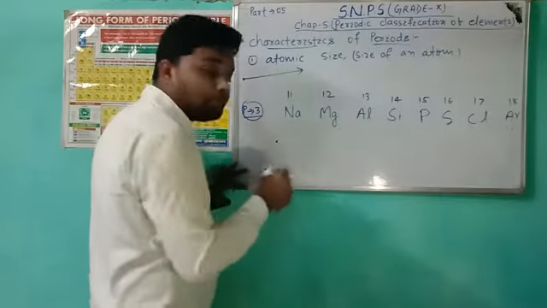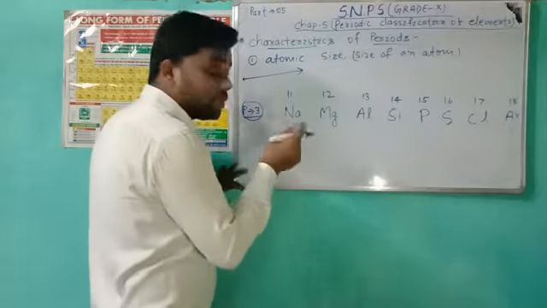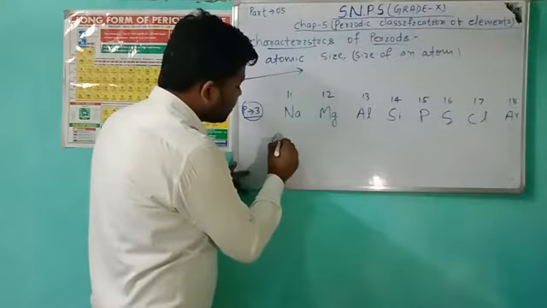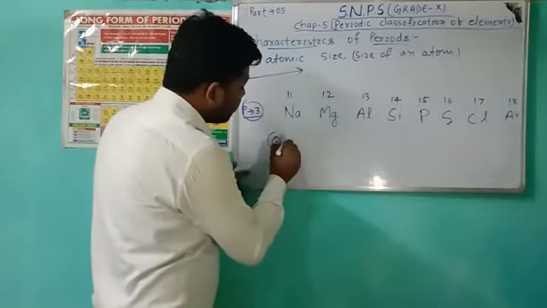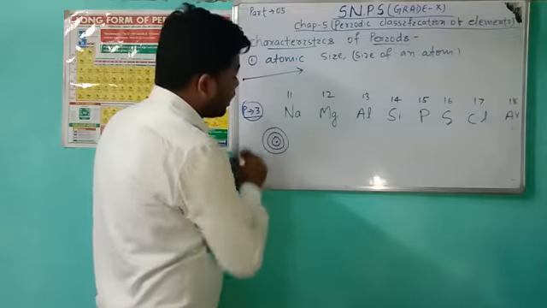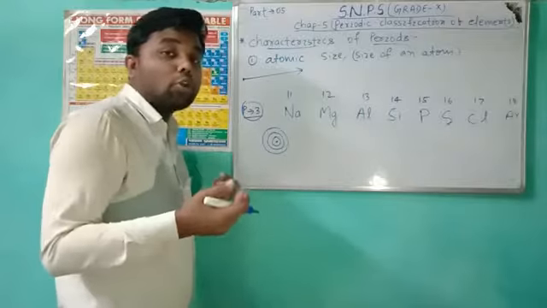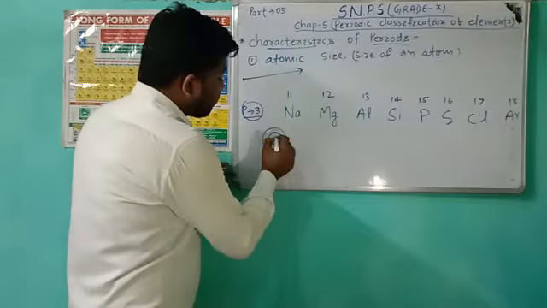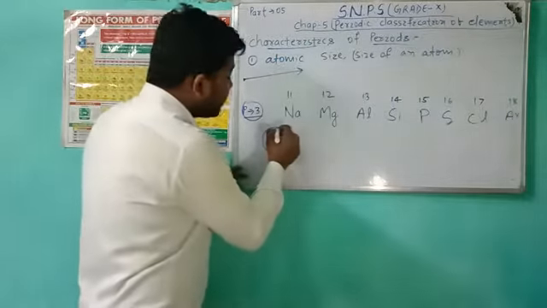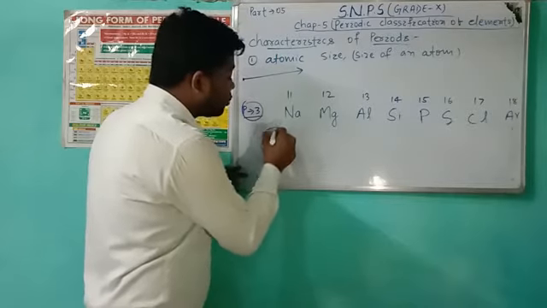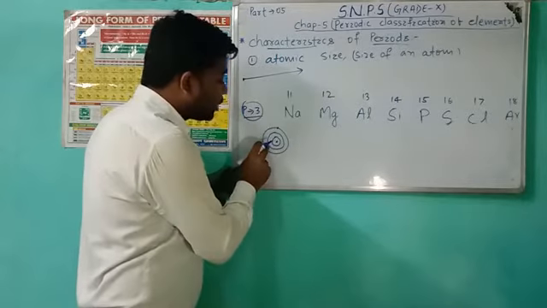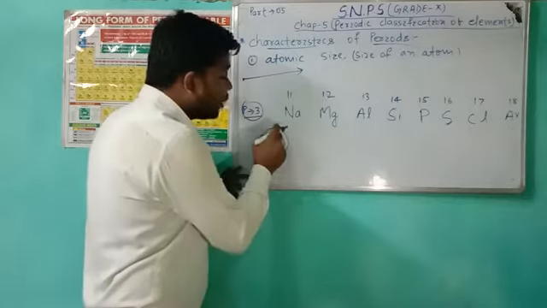This is the nucleus, this is the first orbit, this is the second orbit, and this is the third orbit. Its first and second orbits are fully occupied, and its third orbit has only one electron. It has 2 electrons, then 8 electrons. So 2 and 8 is 10, and 1 is 11.